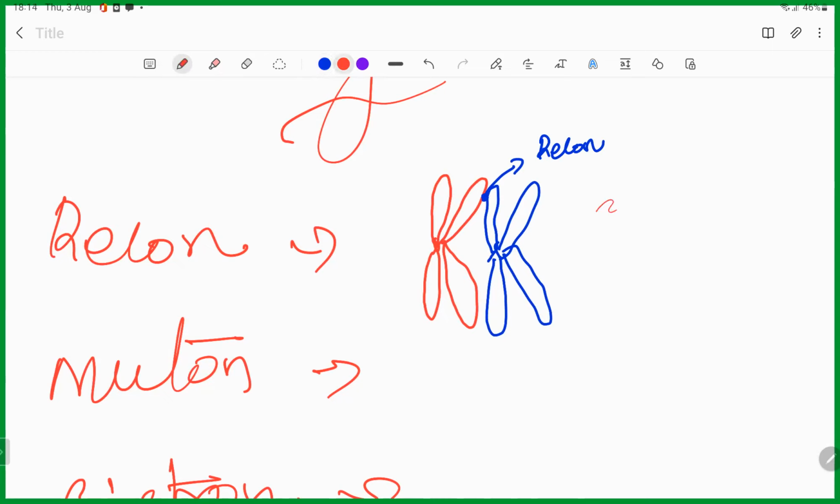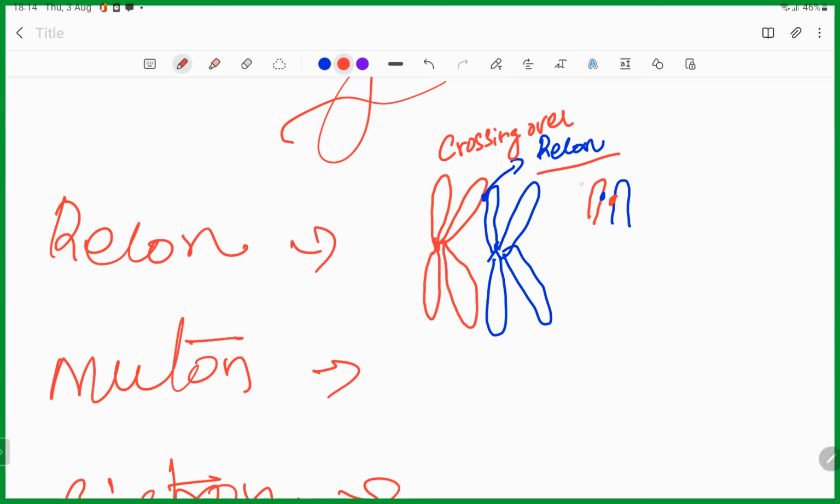Means here, by the end results, for example, in this arm, finally, one blue gene can come here. And then in another arm, because of genetic exchange, one red gene can go here. Can you understand? One little portion got exchanged during crossing over. This process is what? Crossing over. Okay? So the simplest part where crossing over occurs is called what? Recon.